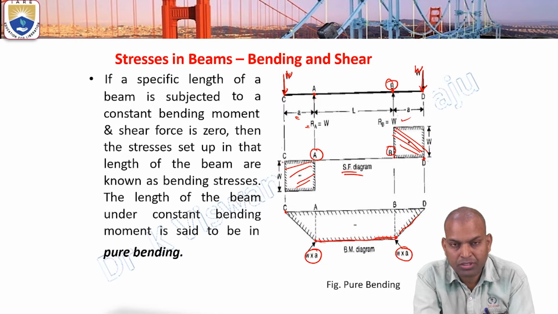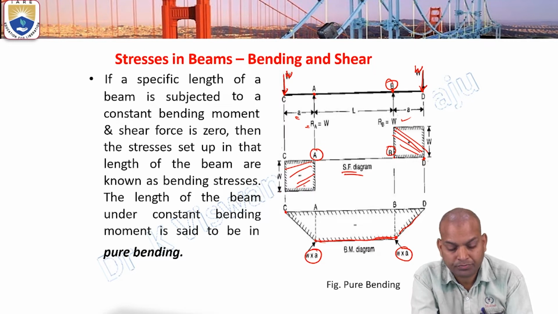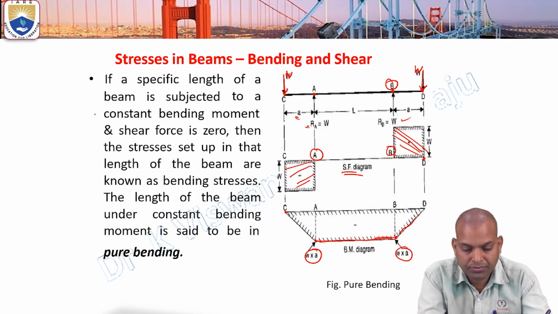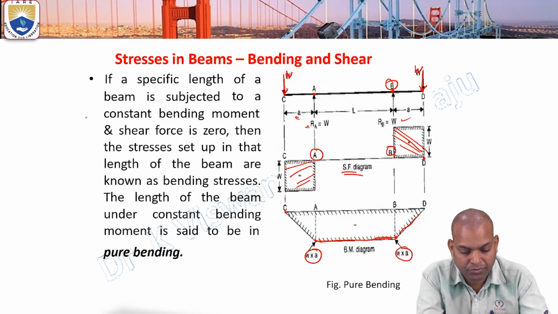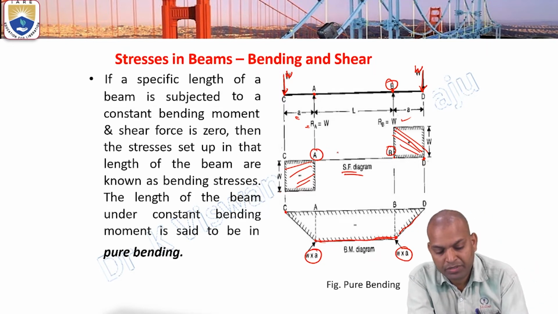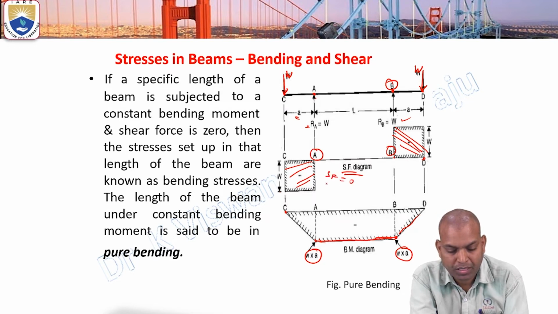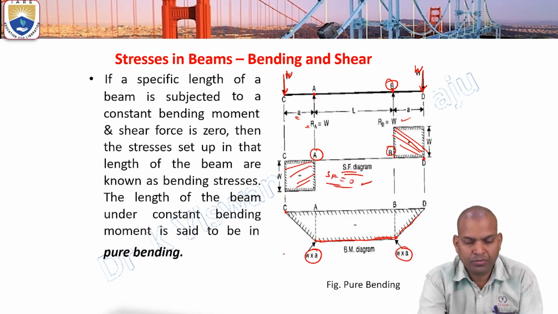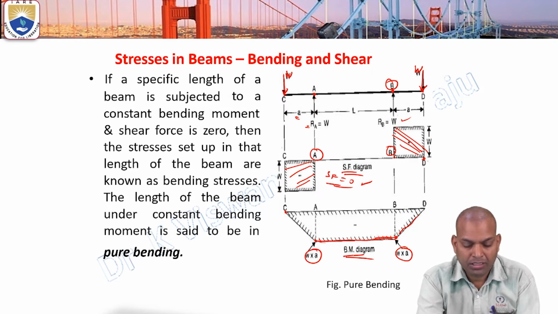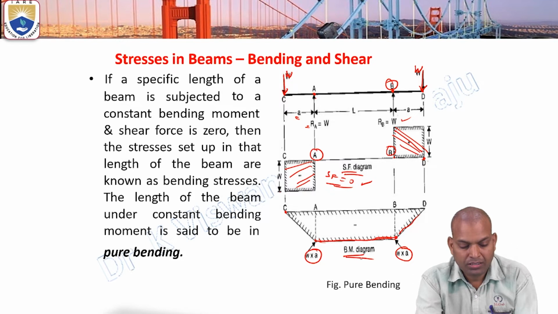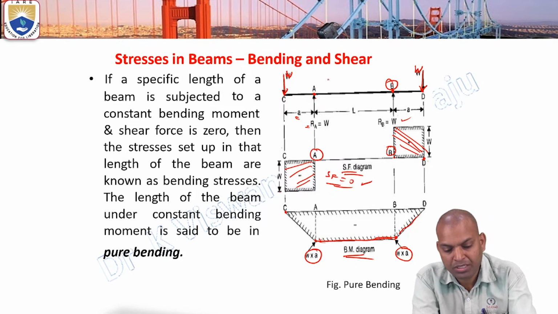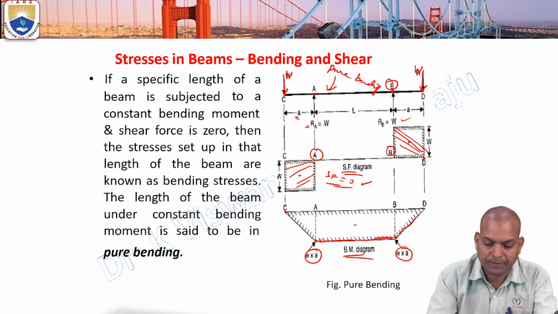Whereas between A and C, it is a constant, that is, the value of the shear force is W, and between B and D, the shear force is W, but it is a positive shear force. Between A and C it is negative, and between B and D it is positive shear force. But between A and B, the shear force is 0. But with shear force 0, the bending moment remains constant. This bending moment is constant, that means this beam is said to be under pure bending.